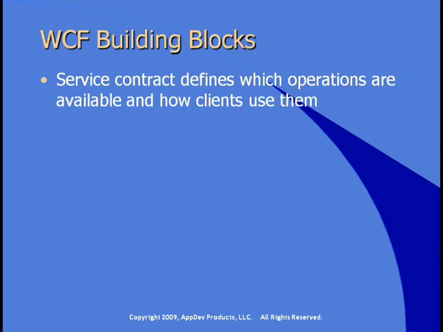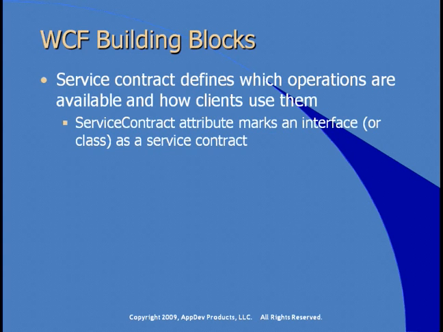WCF is service-oriented. Clients are passing messages to the service. And so the service needs to specify definitively how you talk to it. That's the role of the service contract. The service contract defines what operations are available and how clients use them. And in WCF, the service contract is going to be an interface. So the interface says this service provides the following methods: get customers, get customer, add customer, delete customer, etc. If you want to call it get customers, here's how you call it. In other words, what's the name of the method, what arguments does it take, and what's it going to return. You bundle all those up into an interface, and that's your service contract.